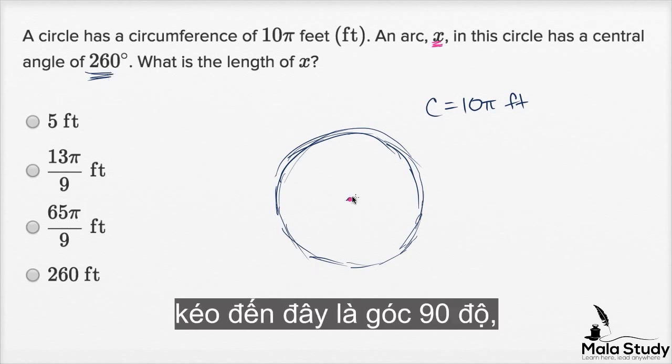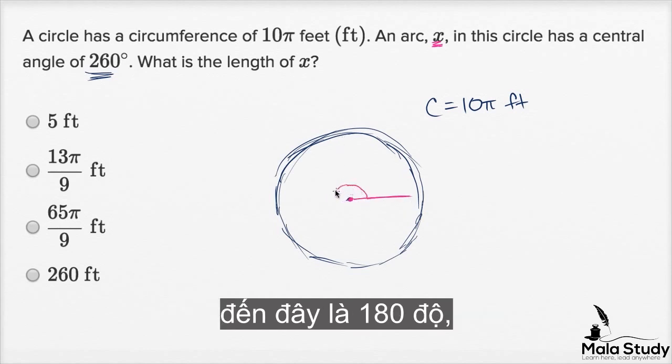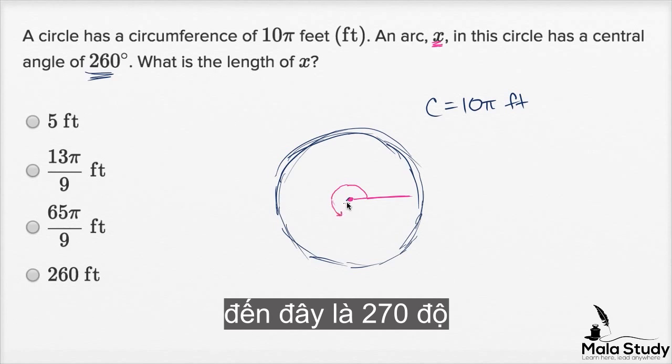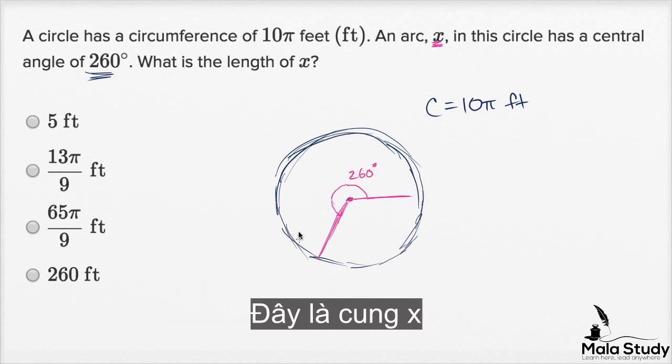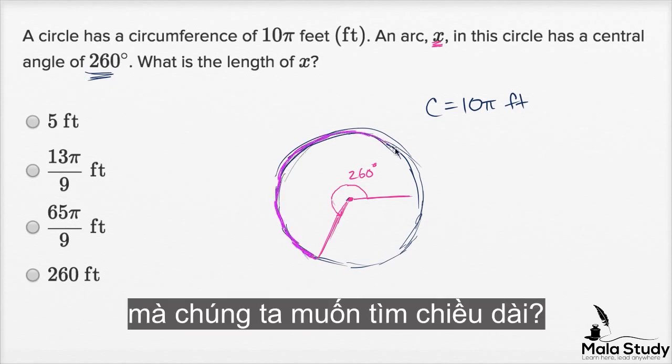So let's think about 260 degrees. If you go straight up, if you go this far, it'd be 90 degrees, 180 degrees. If you were to go all the way here, you get to 270. So it's going to be right around there, and we just approximate. That would be a central angle of 260 degrees. And this is the arc. Let me do this in a different color, let me do it in purple. So this is arc x right over here, and we want to figure out its length.